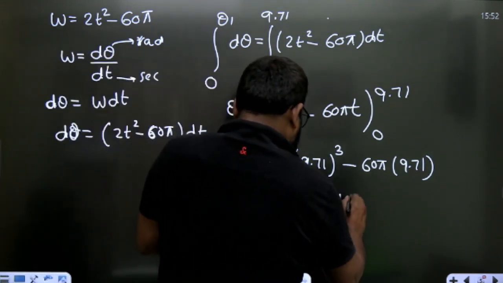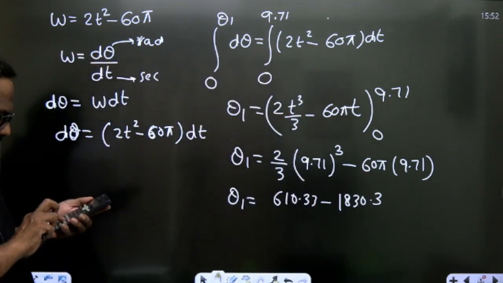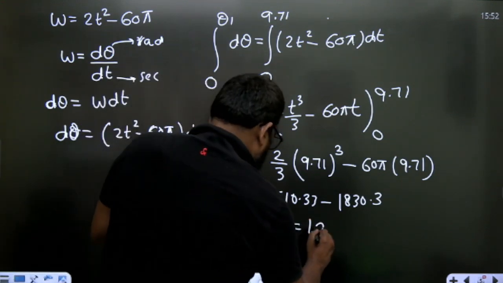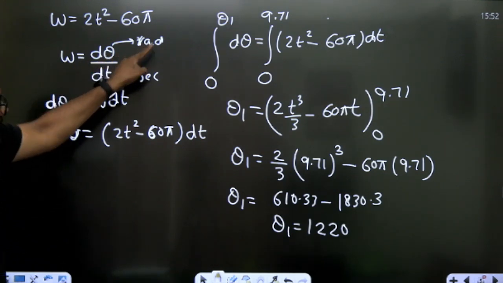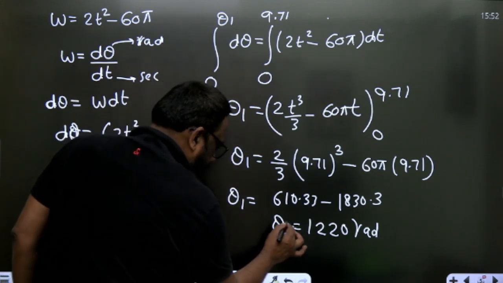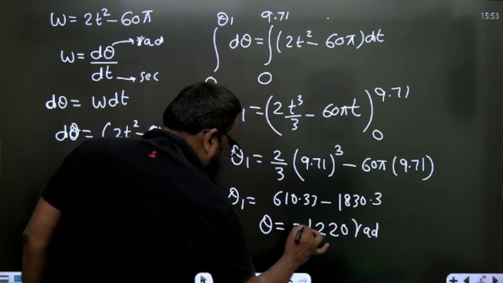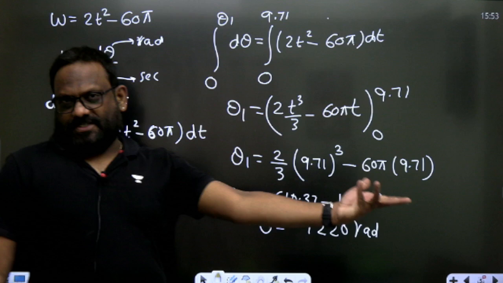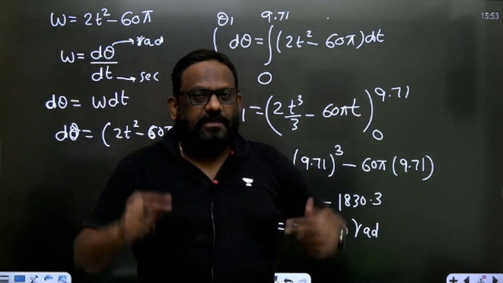ये आ रहा है 1830.3. 610.33. This is coming out to be 1220 units. बताओ सर. Theta is in radian. But मेरे प्यारे दोस्तों, I am getting this value as negative. Can you tell me what is the significance of negative? Clockwise. Okay. Can I convert this radian into rotation?